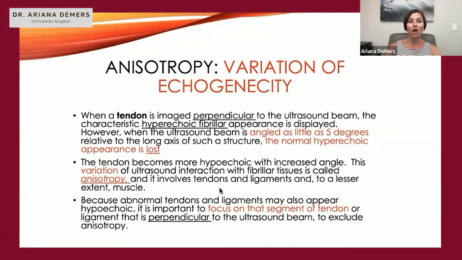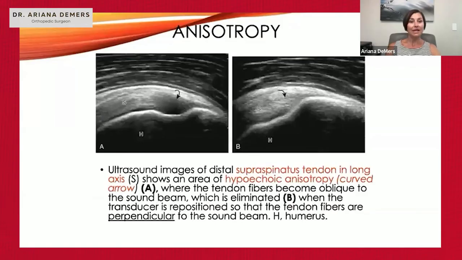And this is where the variation of the ultrasound interaction with the fibrillar tissues is called anisotropy. It does also happen to tendons and ligaments, and to a lesser extent muscle, but more specifically it is tendon. And so it's really, really important to mitigate anisotropy by making sure that you are perpendicular to the area that you are imaging. So this is an example of a rotator cuff with anisotropy here.